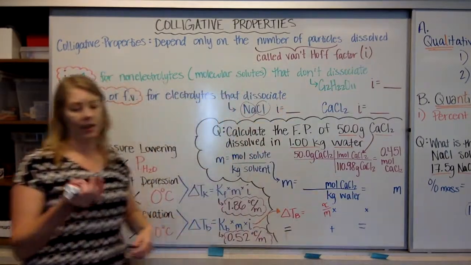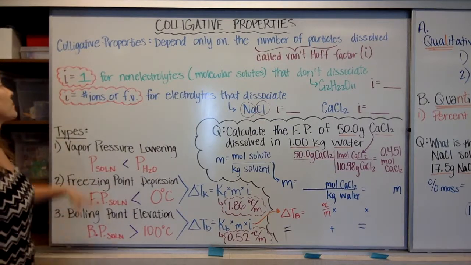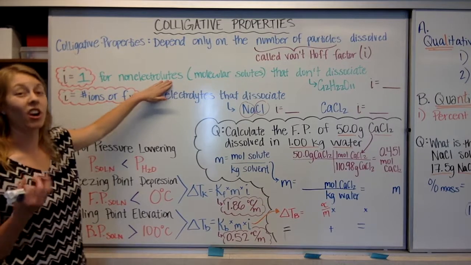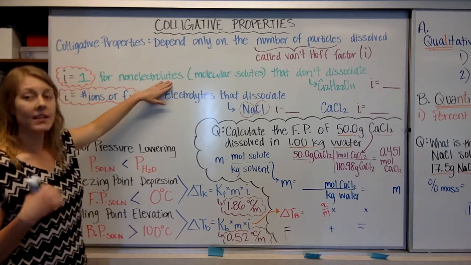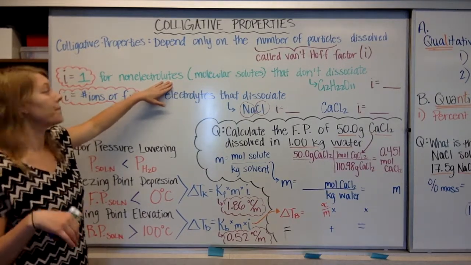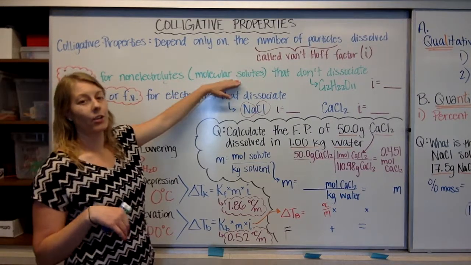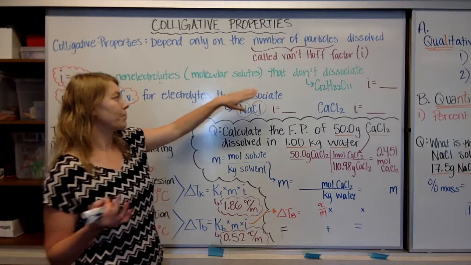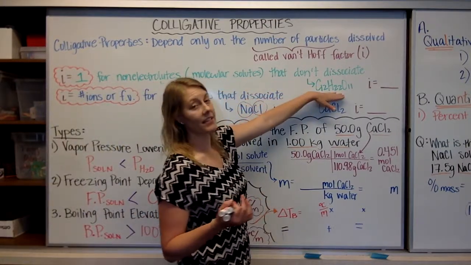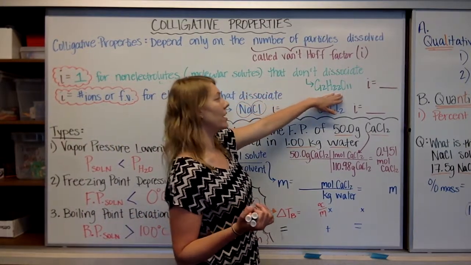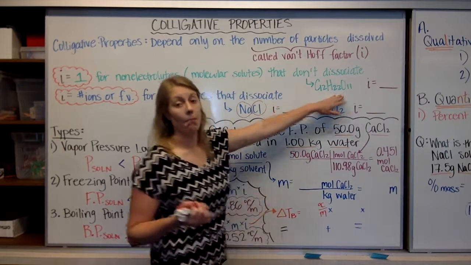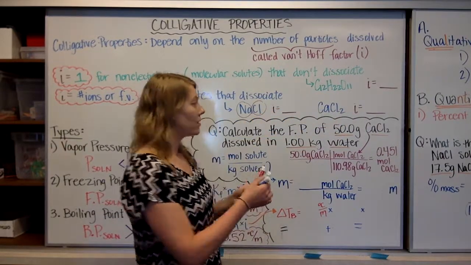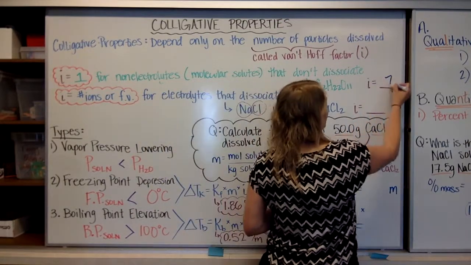Now, it's actually pretty easy to figure out what i is equal to. i is equal to 1 for any non-electrolyte, so things that won't dissociate in water. This is mostly molecular solutes, right? Molecular polar solutes. They're not going to dissociate. So here's table sugar, C12H22O11. This is a molecule. It is a covalent compound, right? Not ionic. So we know that i here is equal to 1.